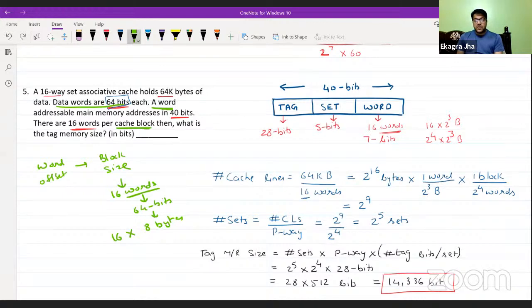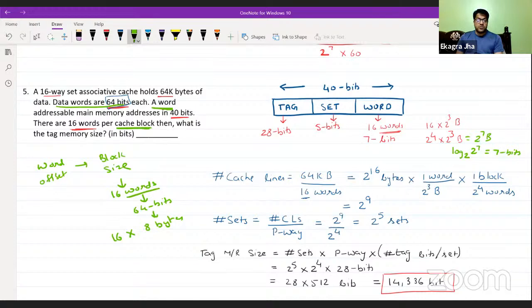Okay, so 2 to the power 4 and 2 to the power 3, which is 2 to the power 7 bytes. So finding the log of 2 to the power 7 in base 2 will give you 7 bits. Okay, so that is why we need to convert. So always remember what unit the question is asking for. Okay, so everything is in bits, and bits is converted from bytes. So first you need to convert word into bytes, then into bits.